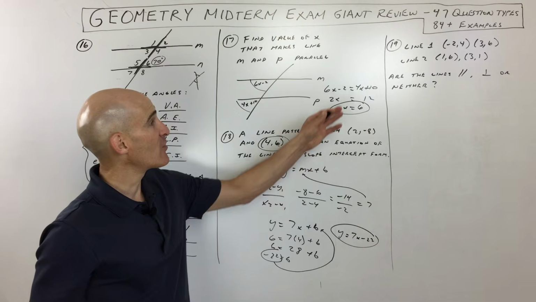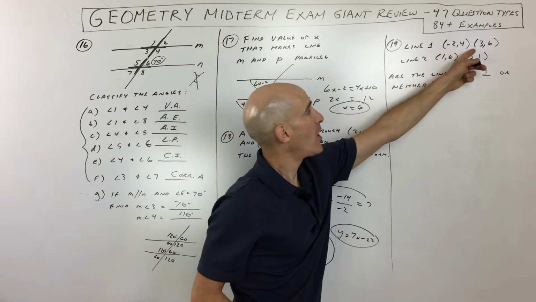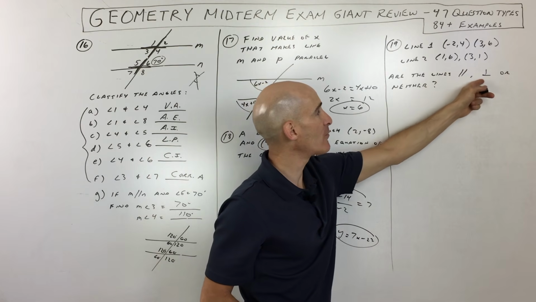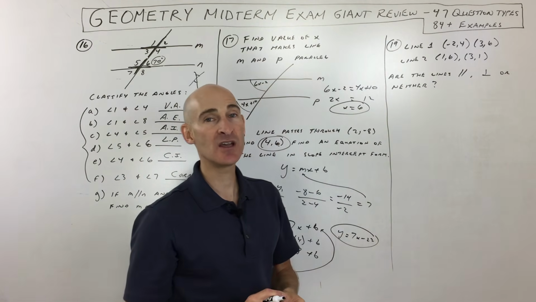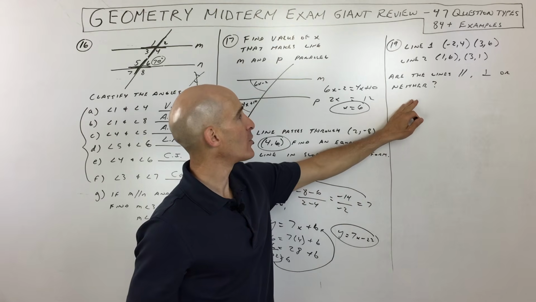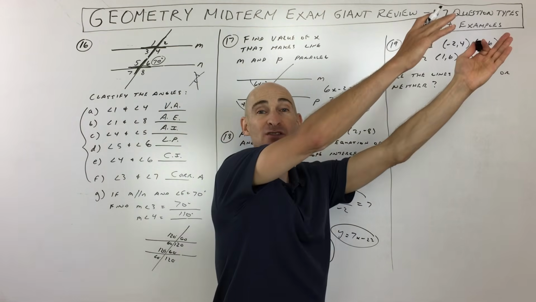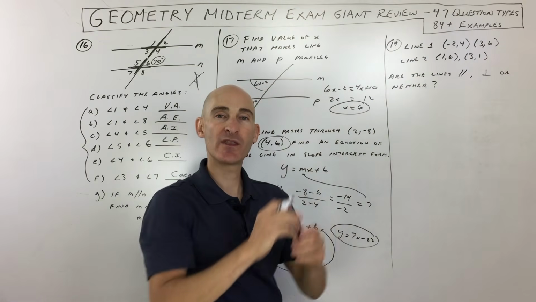Okay, number 19, it says, here's line 1, it goes through these 2 points. Here's line 2, it goes through these 2 points. Are the lines parallel, perpendicular, or neither? This is a common question, definitely something you want to remember. The way we figure out if the lines are parallel is if they have the same slope, because they're going up at the same angle, and that's why they don't cross.